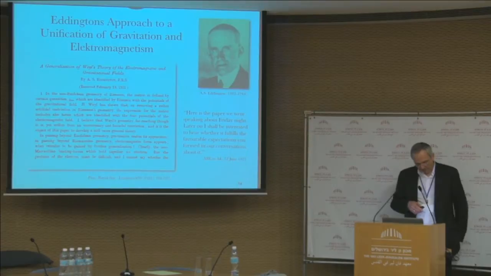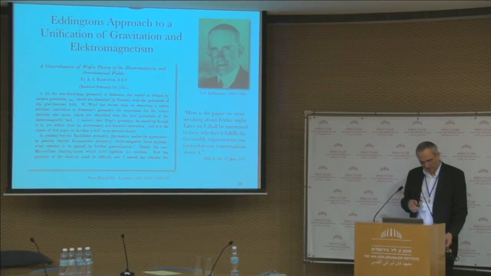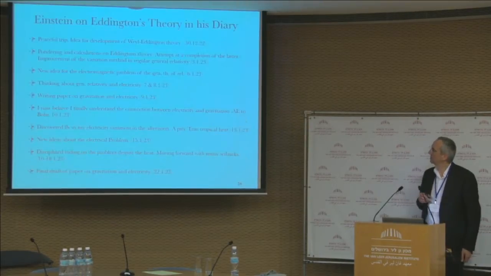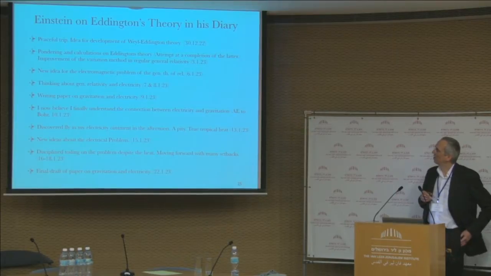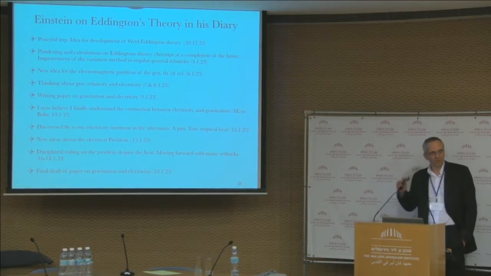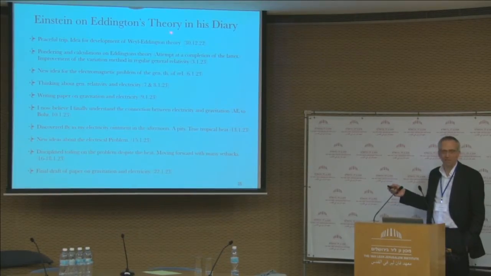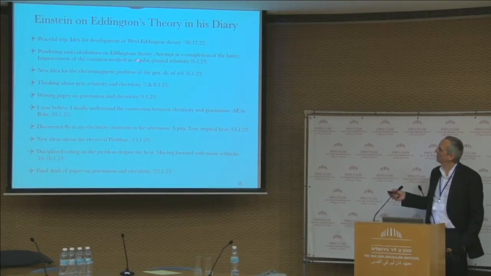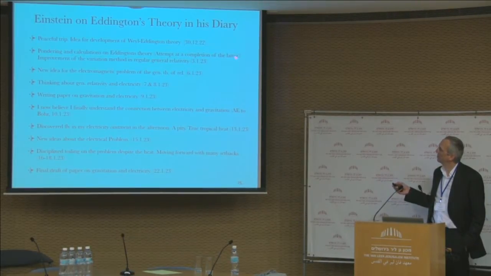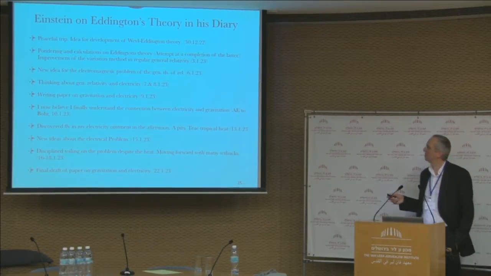If we now look at Einstein's travel diary, we see indications of the progress of his research. So these are comments from his travel diary. He writes, on the first day of his return journey on 30 December, "peaceful trip, idea for development of Weyl-Eddington theory." 3 days later, he says, "pondering and calculations on Eddington's theory, attempt at a completion of the latter, improvement of the variation method and regular general relativity."